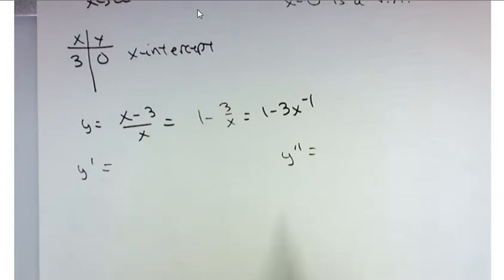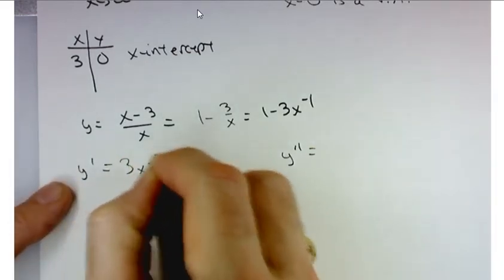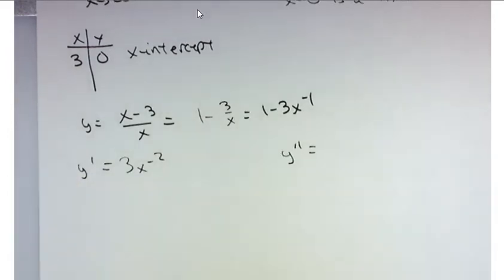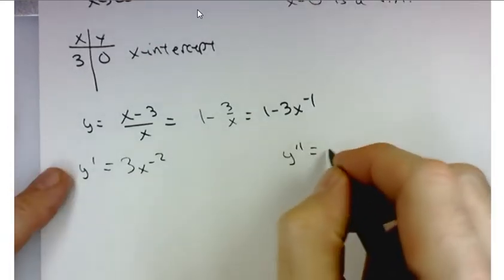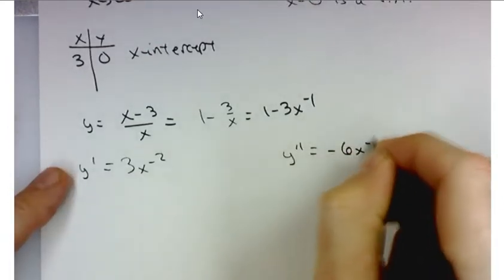All right, so some takers. What's y prime going to look like? 3x to the negative 2. Good. Someone else, who do I want to hear from tonight? Someone for y double prime. Someone else, maybe in the back, wearing glasses. Good. Negative 6x to the negative 3.